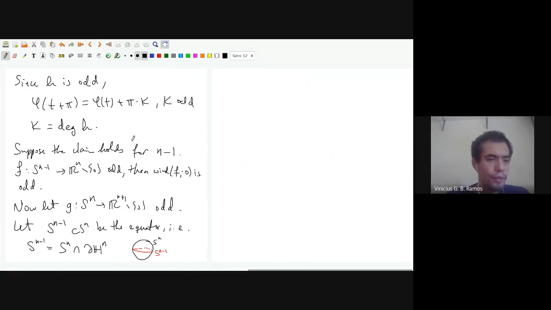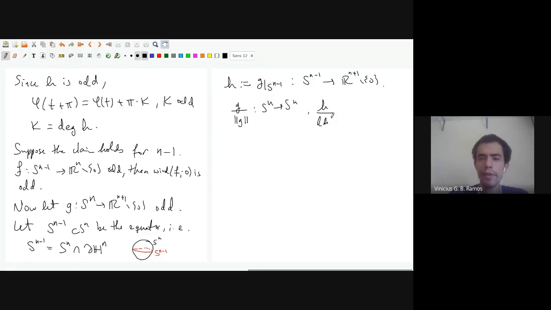And now I'm going to call H G restricted to S^{n-1}. So this is now a function that goes from S^{n-1} to R^{n+1} minus 0. So I'm going to do the usual thing, which is to just divide by the norm to get a map from a sphere to a sphere. So now I look at G over the norm of G, which is a map from S^n to S^n, and H over the norm of H, which is a map from S^{n-1} to S^n.